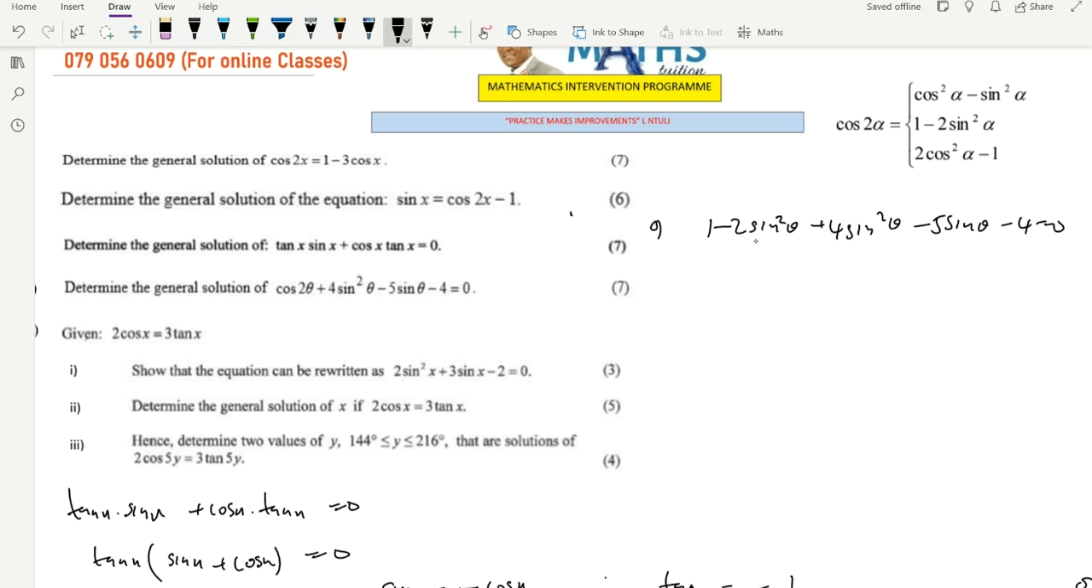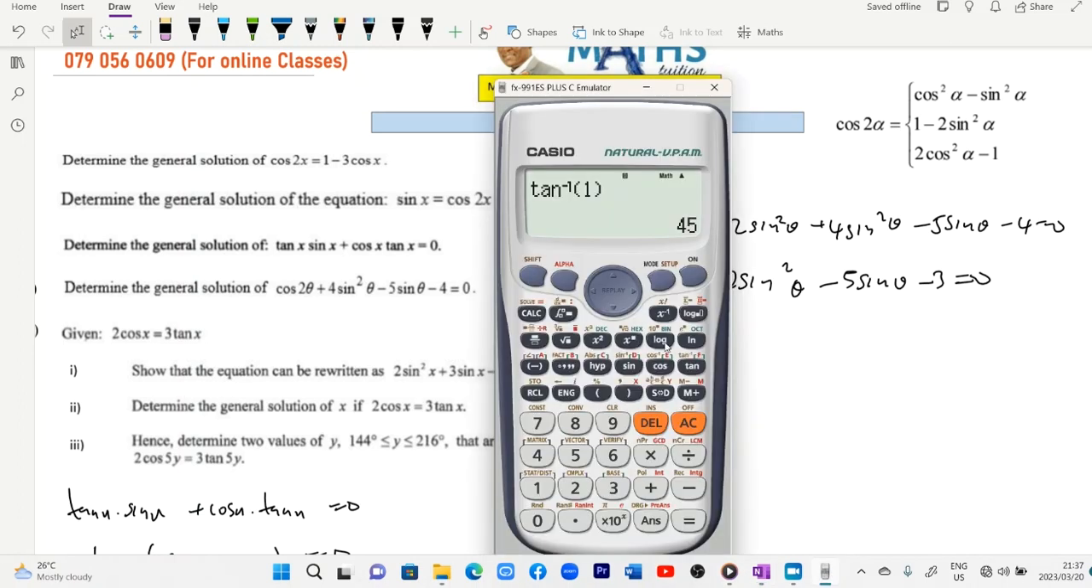Guys, these are the like terms. Minus 2 sine squared plus 4 sine squared is 2 sine squared theta minus 5 sine theta. This is what? Minus 3 equal to 0. Easy stuff. You need to go to your calculator and factorize.